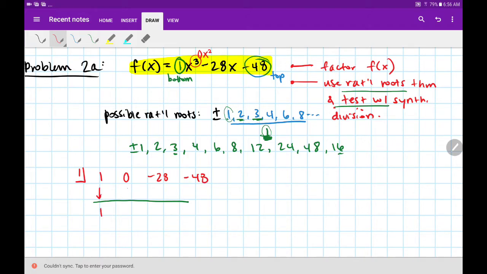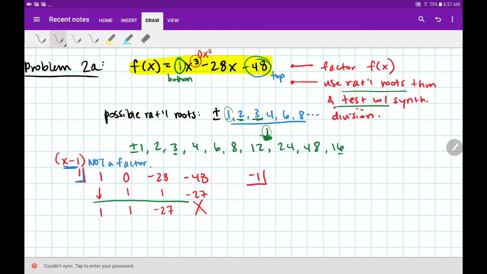So, bringing down the 1. 1 times 1 is 1. 1 times 1 again is 1. That gives me negative 27. So this did not work. What did we just discover? X minus 1, the factor that this root comes from, is not a factor. It didn't divide in evenly. So we'll try another test value.